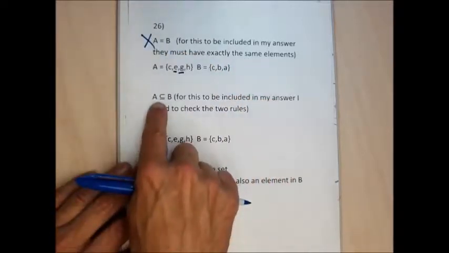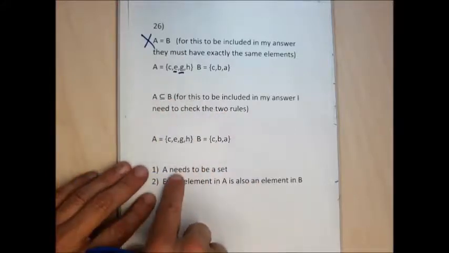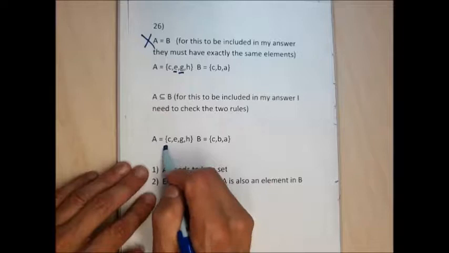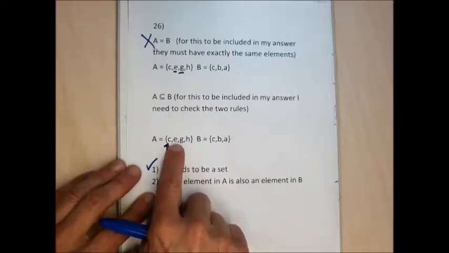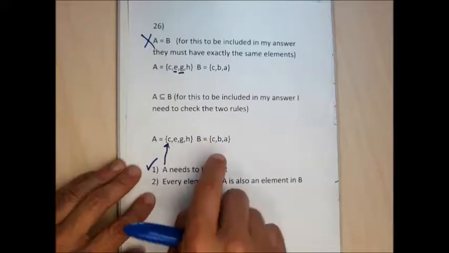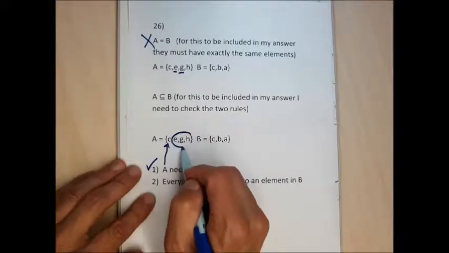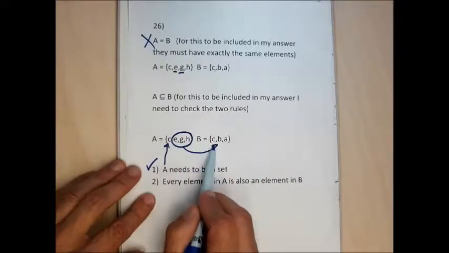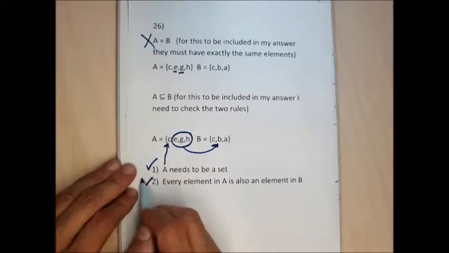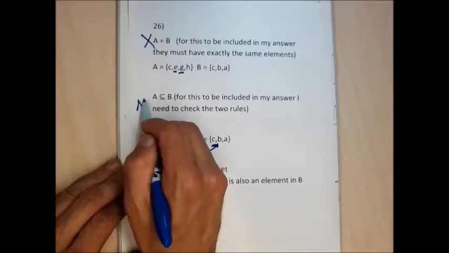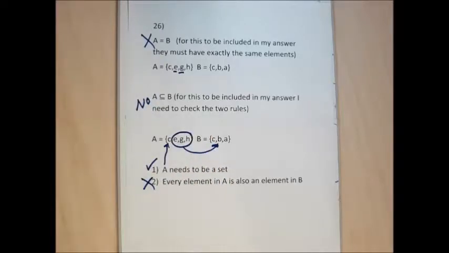Next check, I need to see if A is a subset of B. There's 2 rules. A needs to be a set. No problem there because it's in set braces. The second rule, all 4 elements in A need to also be elements in B. And this is the rule that breaks because those 3 elements that are in set A aren't in set B. So that rule gets violated, so I can't put A as a subset of B in my answer.